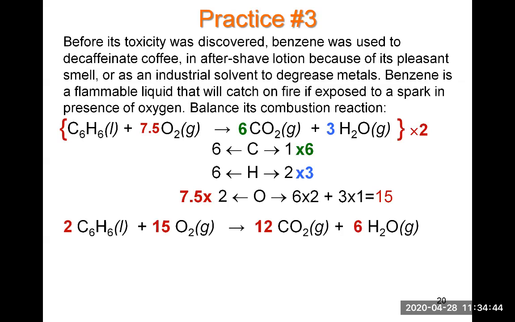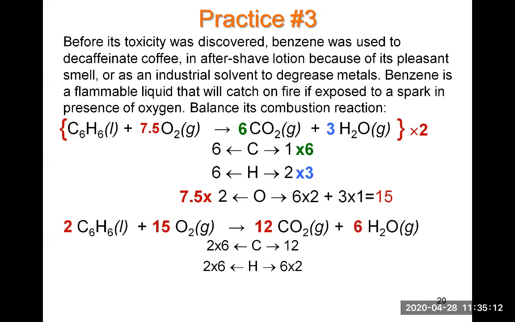Let's count the carbon. We have 2 times 6 on the left and 12 on the right, 12 times 1. And so that's the same, 12 on both sides. Hydrogen, we have 2 times 6 again on the left. And on the right, we have, from the molecule of water, 6 times 2. So it's 12 on both sides.